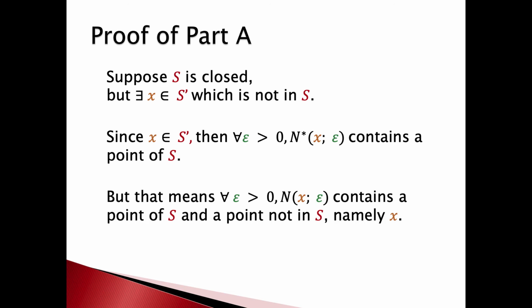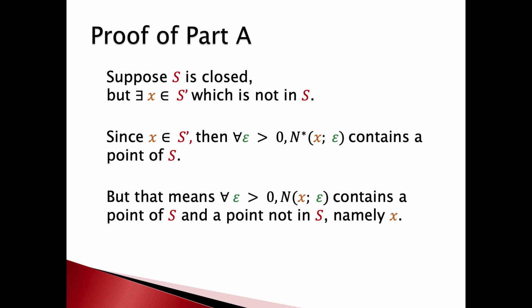So if X is an accumulation point, but it's not in S, then that non-deleted neighborhood, just the N, will contain a point which is not in S, namely X itself, and a point which is in S because it was an accumulation point that has to be in the N star part.